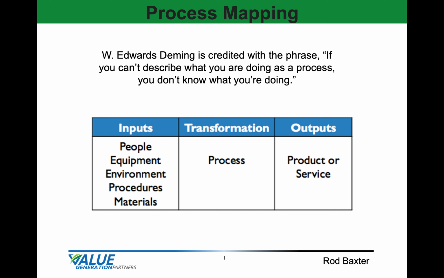Those could be regulations. It could be FDA regulations. It could be part of our ISO process, but it doesn't necessarily transform the product or the service. And finally, the outputs. Those are variables that result from each process step. So that's a high-level overview of those three major elements of processes.